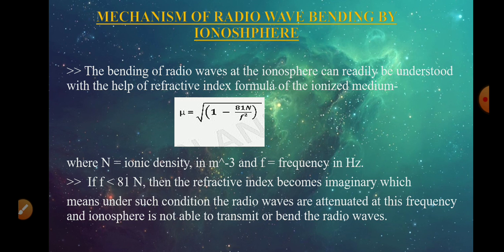It means that if f squared is less than 81n, then the refractive index becomes imaginary. Under such a condition the radio waves are attenuated at that frequency, and the ionosphere is not able to transmit or bend the radio waves.